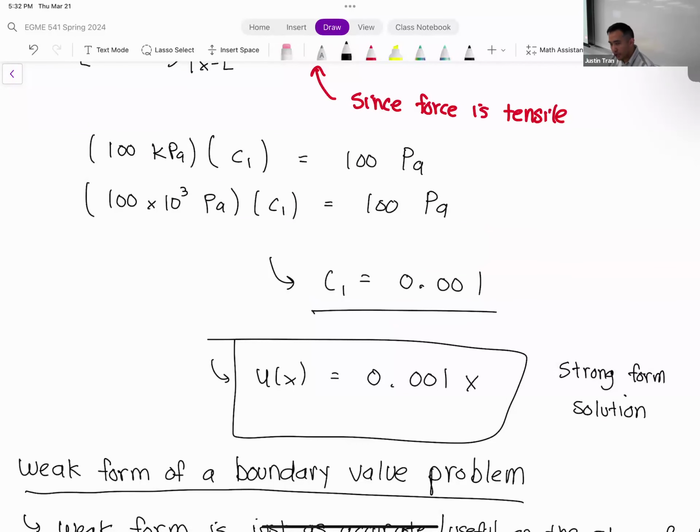Eventually you get the solution to your problem, which is a function of x in this case. That's probably the standard way most people learn to solve differential equations: direct integration, or an integrating factor, or the characteristic equation, things like that.